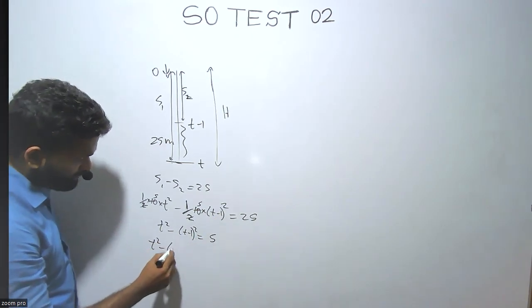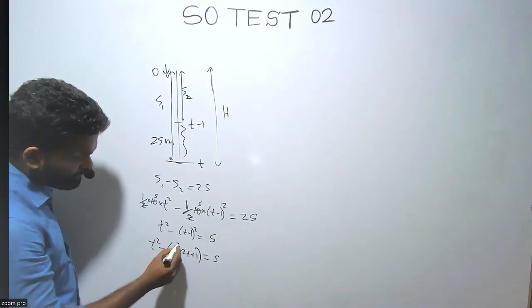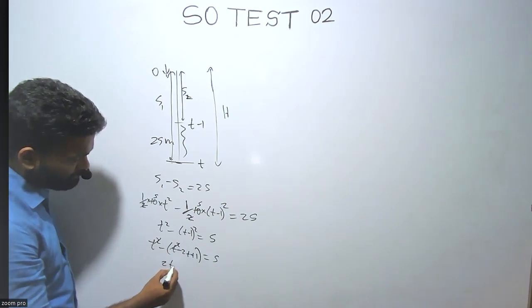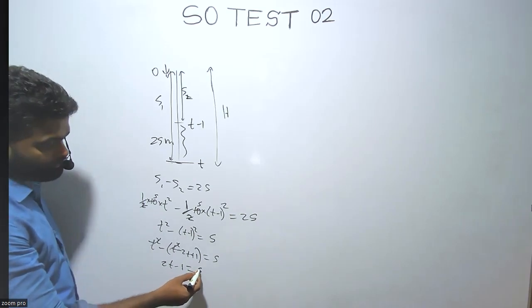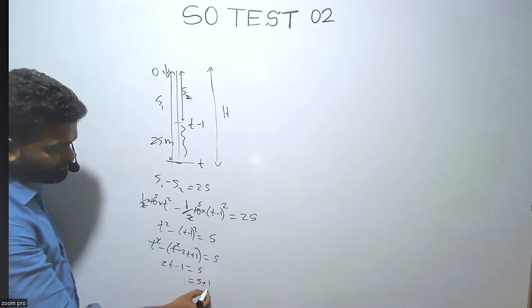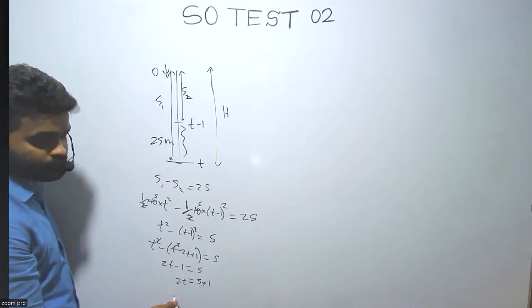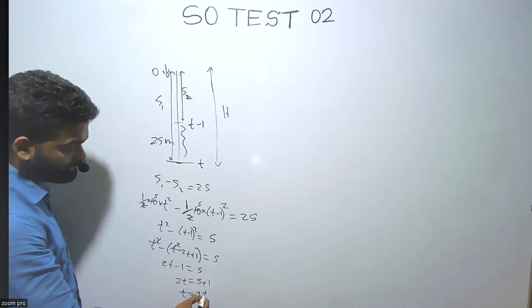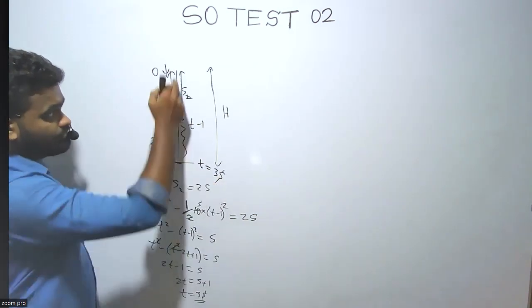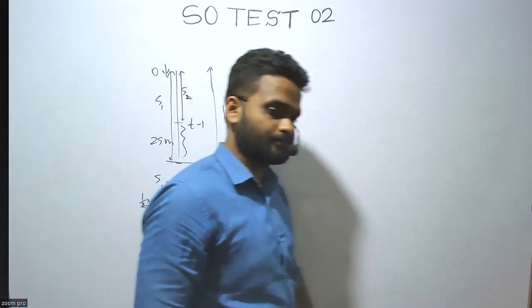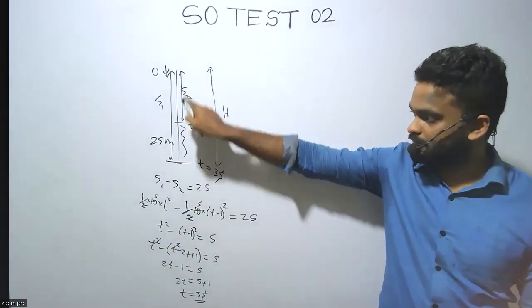So this is t squared minus t squared minus 2t plus 1. t squared cancels off. 2t minus 1 equals 5. Then take it to the other side, plus 1, 2t equals 6. 6 divided by 2, what is it? 3. 3 seconds, right? So we now have a value for the time for the object to reach from here to here. So that is what we needed, right?